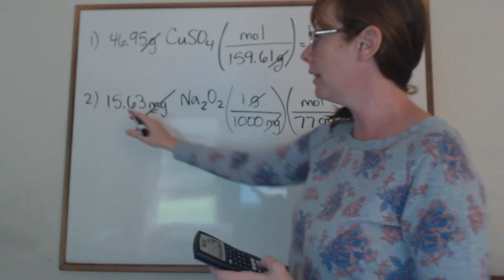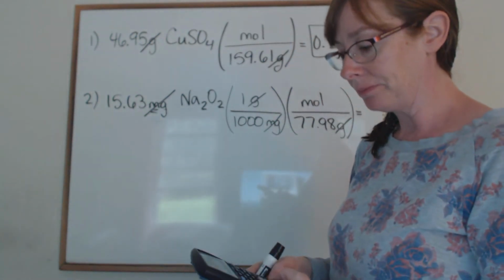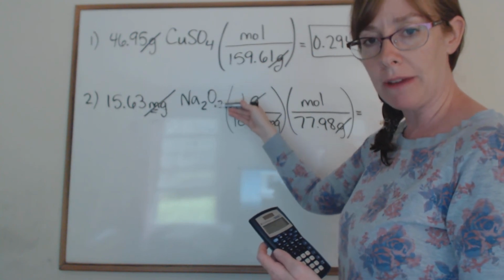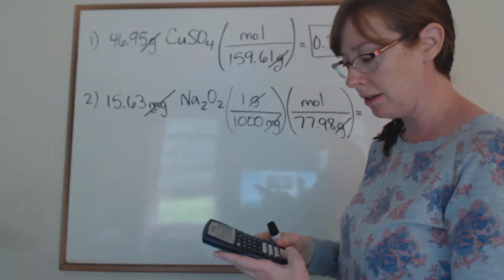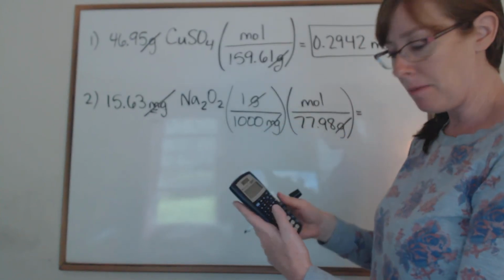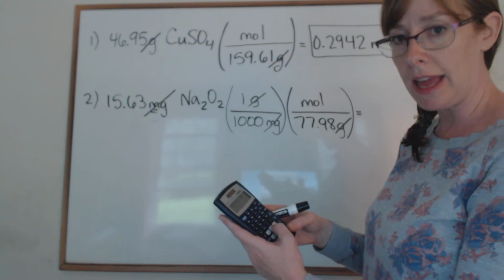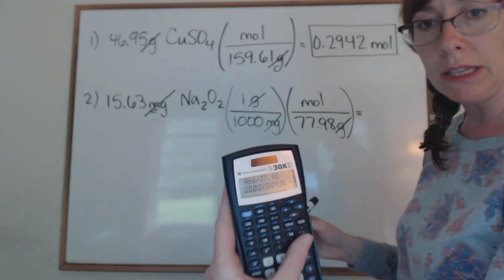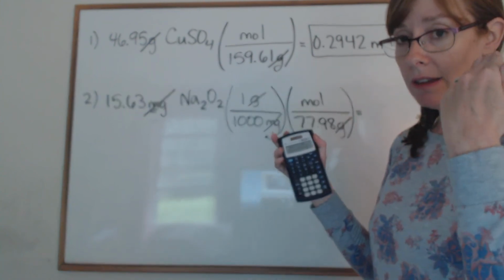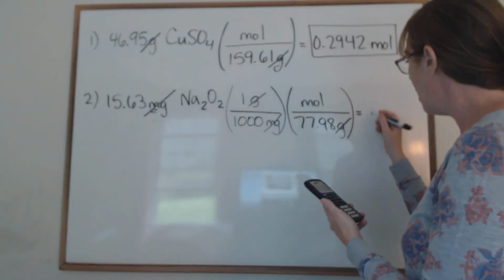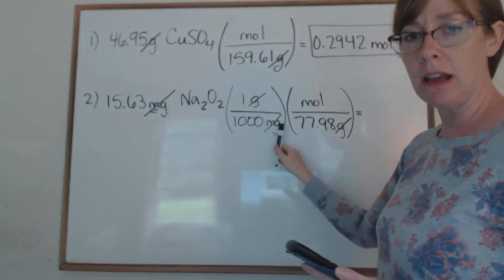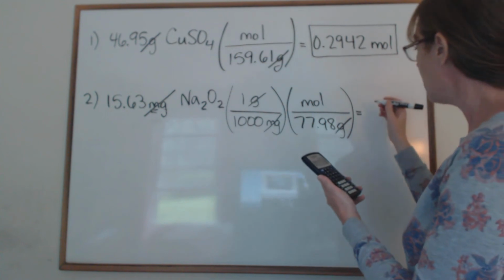Okay, now time for our calculator. 15.63. Now, anything along the top you multiply, but if it's on the bottom, you have to divide it. So we're dividing by 1,000. And I'm pressing enter after I hit this step, and now I'm dividing again by 77.98. And I'm getting a really small number, so I'm going to put this in scientific notation. Now you can either do it in your head if you're good at that. And how many sig figs? This one has 4. This is an exact number, so it doesn't matter, and this one has 4. So my answer should have 4.